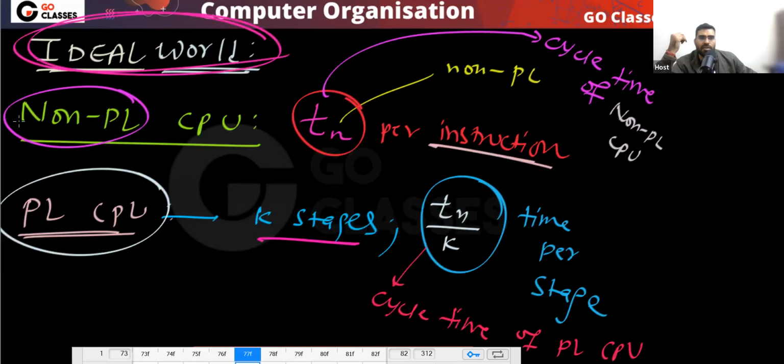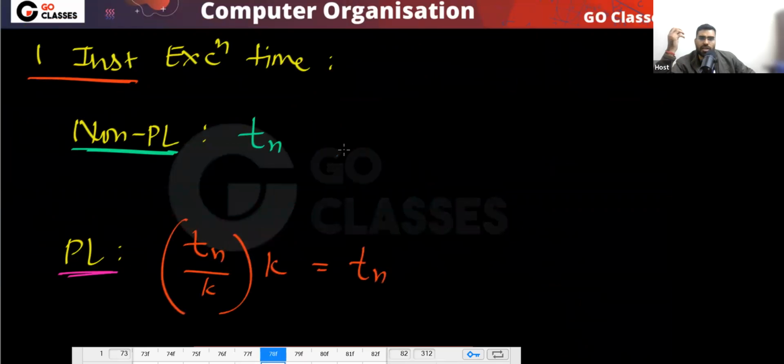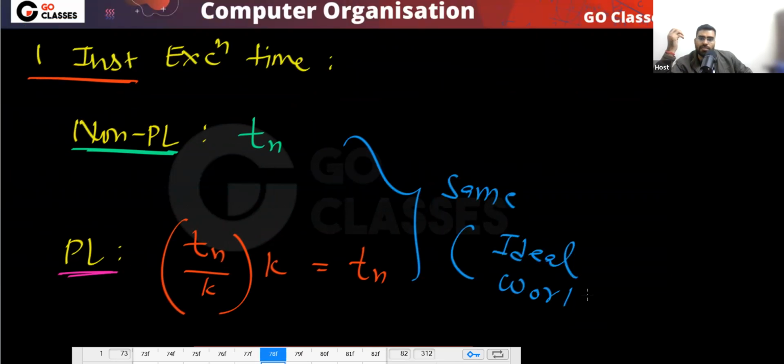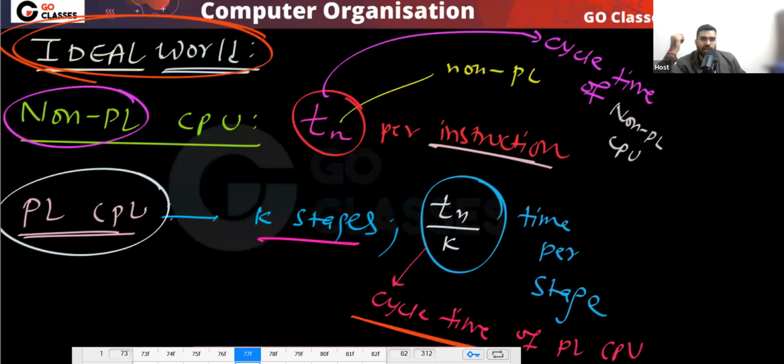we are living in the ideal world. Because you are living in the ideal world, one stage is taking Tn by k amount of time. So one instruction will take Tn by k per stage, and there are total k stages, so finally it also will be Tn. Both are basically taking the same. This is just the ideal world, we will come to the real world, don't worry. So one instruction execution time is basically the same in the ideal world.